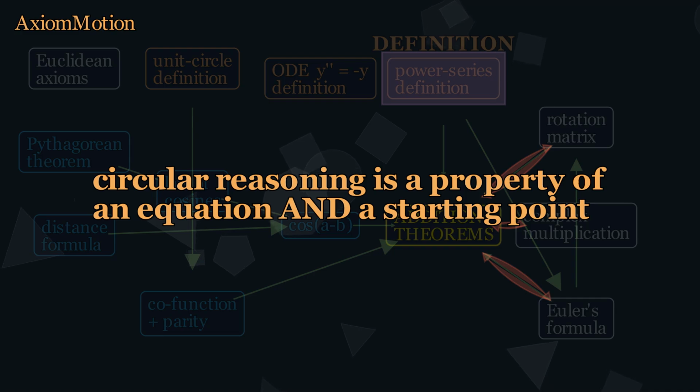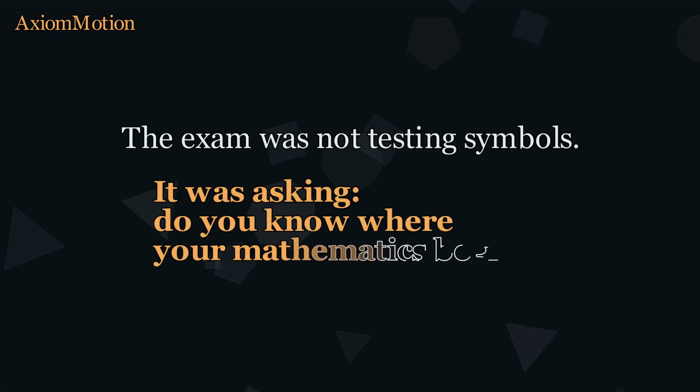Circular reasoning is not a property of an equation, it is a property of an equation and a choice of starting point. That is what the exam was really testing. Not whether you could push symbols, whether you knew where your mathematics begins.